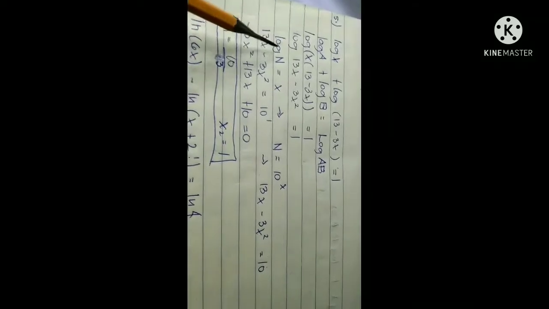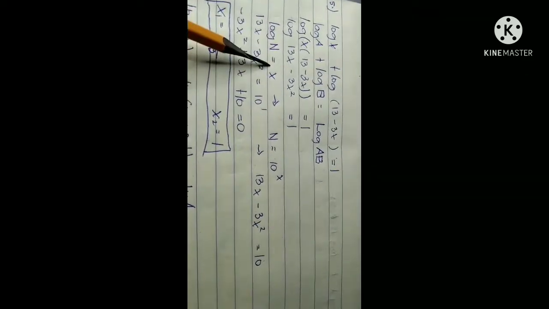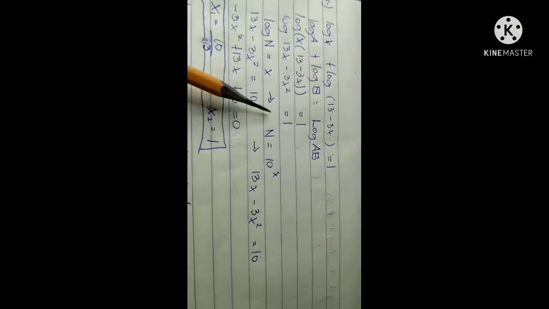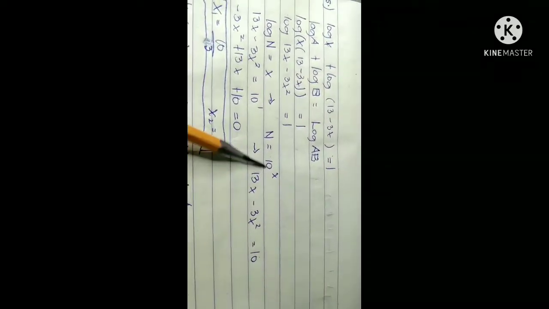So we put this in exponential form. Using again this equation, log n is equal to x becomes n is equal to 10 raised to x. Why 10? Because this is a common log.